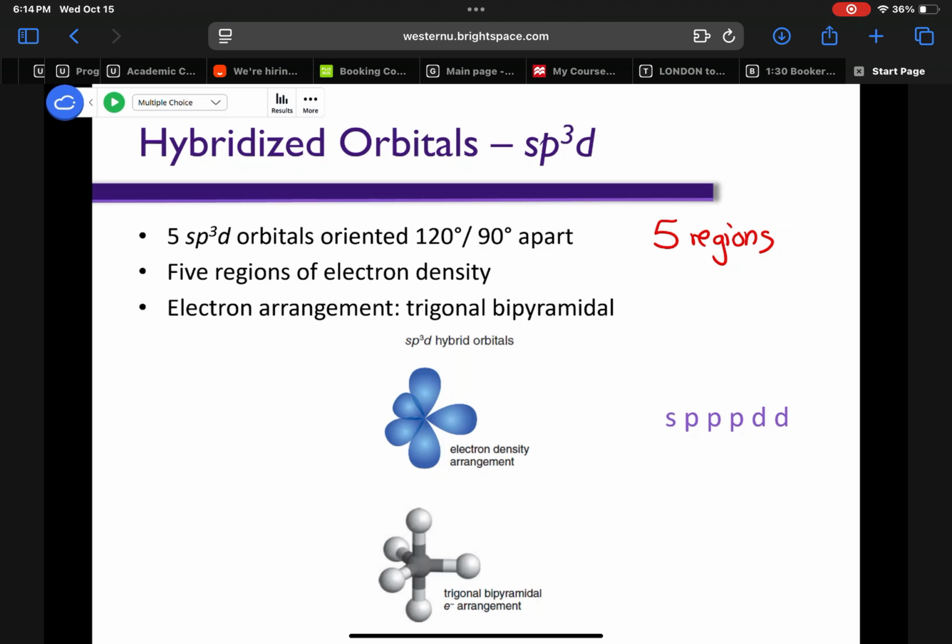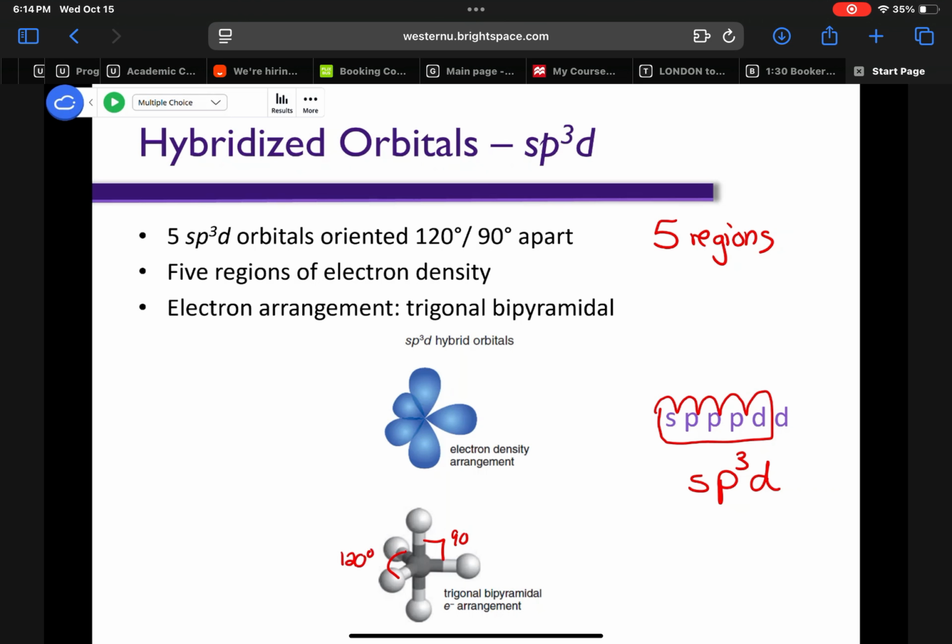What do I call them? Well, I put in an S, P, P, P, D. I put in S, 3 Ps, and 1 D. Out, I get 5 sp3d orbitals. The name's getting longer, but it shows what we put in. They have bond angles, or electron density arrangement angles, of 90 degrees and 120 degrees, just like the trigonal bipyramidal shape.